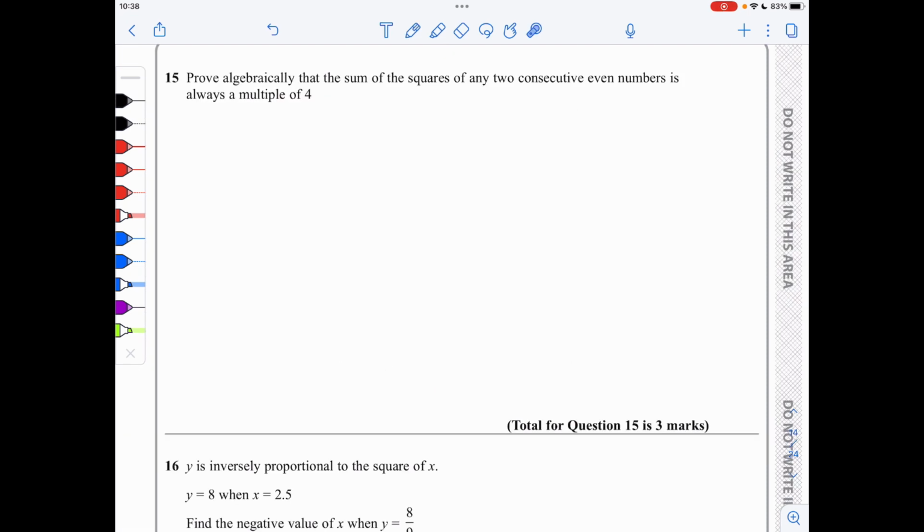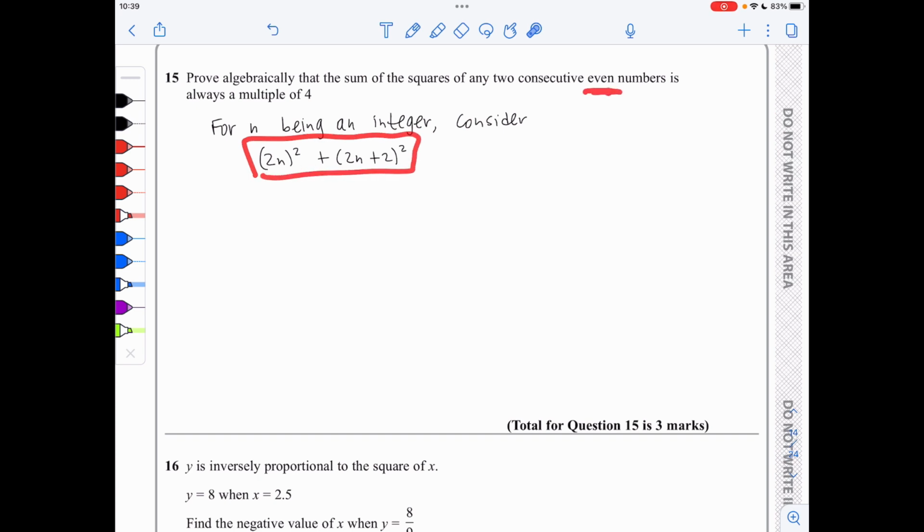In 15, we need to prove algebraically that the sum of the squares of any 2 consecutive even numbers is always a multiple of 4. So I will start by saying, for n being an integer, let's consider the expression (2n)^2 + (2n + 2)^2. Well, this is exactly the sum of the squares of 2 consecutive even numbers. 2n ensures that I'm looking at an even number, and adding 2 means I'm looking at the next even number.